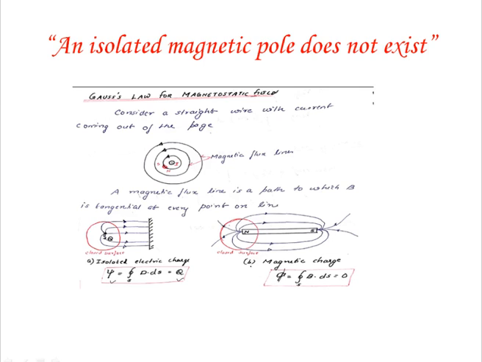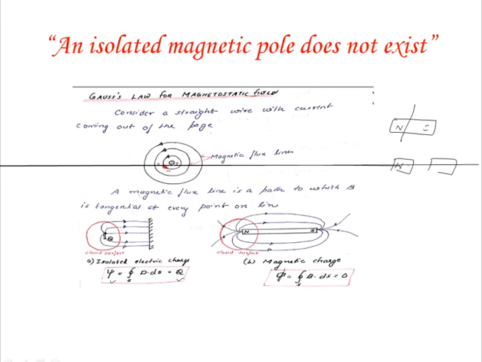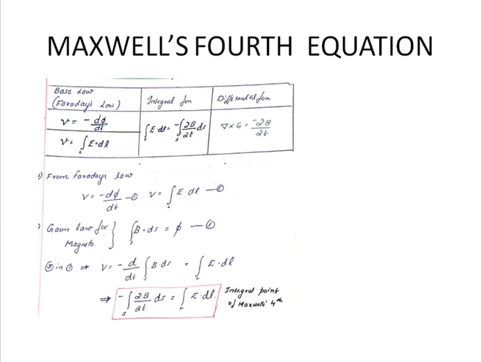So this is the concept. Isolated magnetic pole does not exist. We can't say that there is only a single north pole. It is always a combination. Even if we cut this magnet, we'll get two magnets such that there will be north then south over here and north and south over here. But on the contrary, we can have a positive q or a negative q in isolated form. So that is the third equation.